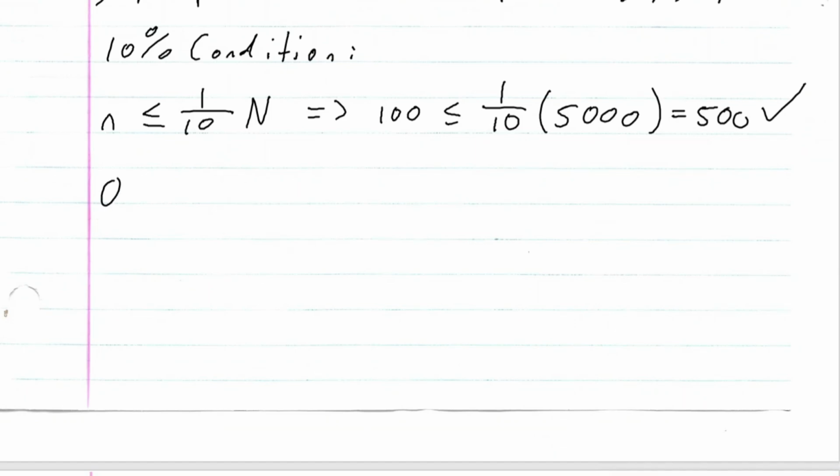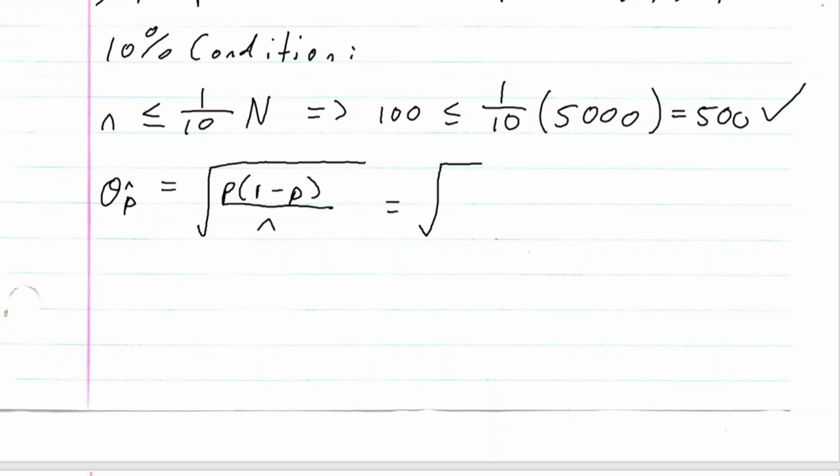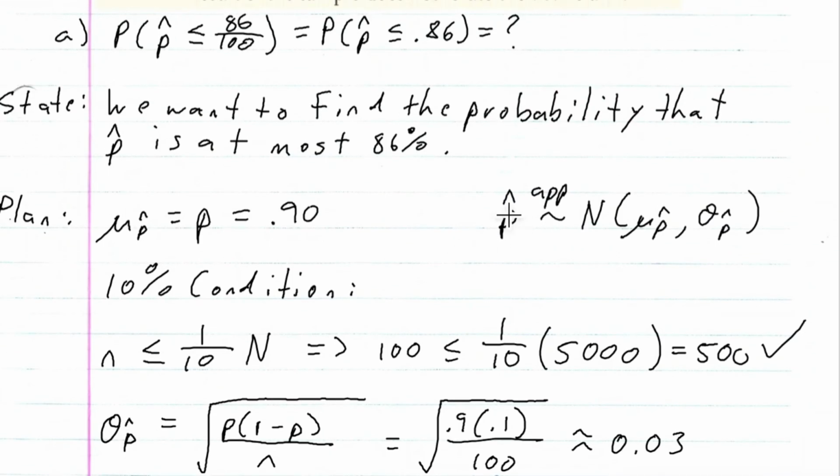So the standard deviation of p hat is equal to the square root of p times 1 minus p all over n. This is the square root of 0.9 times 0.1 over 100, and if you do this calculation, you'll approximately get 0.03. So we have our standard deviation of p hat and our mean of p hat. Now we have to determine if p hat is actually approximately normally distributed.